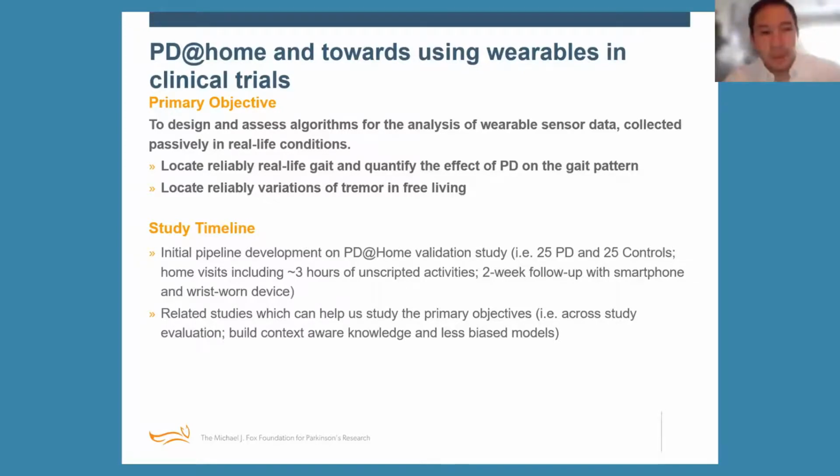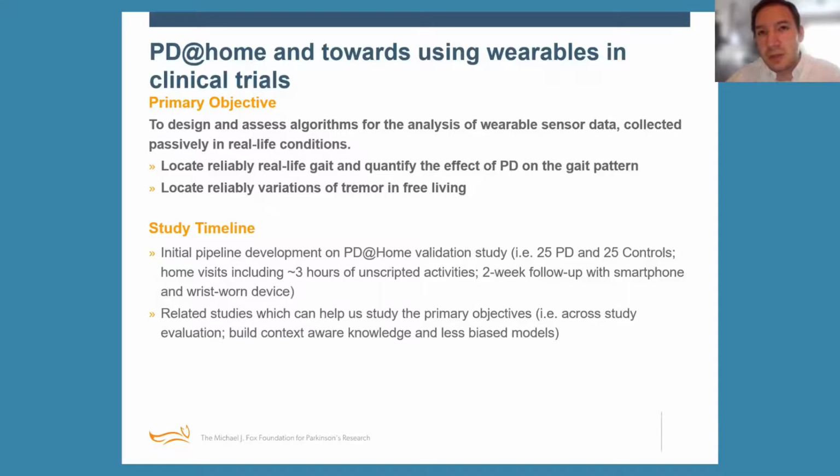The main objective is to locate real-life gait and other real-life symptoms of Parkinson's disease, to try and quantify the effect of Parkinson's disease, particularly on the gait pattern. This is a lot more involved than just detecting walking or detecting a symptom of Parkinson's, because a symptom might have a lot of fluctuations which you haven't necessarily seen during training. So we're going to be dealing with shifts in the test distribution, where the test distribution is very different from the training one. And we're obviously going to be looking at locating reliable variations of tremor as well.